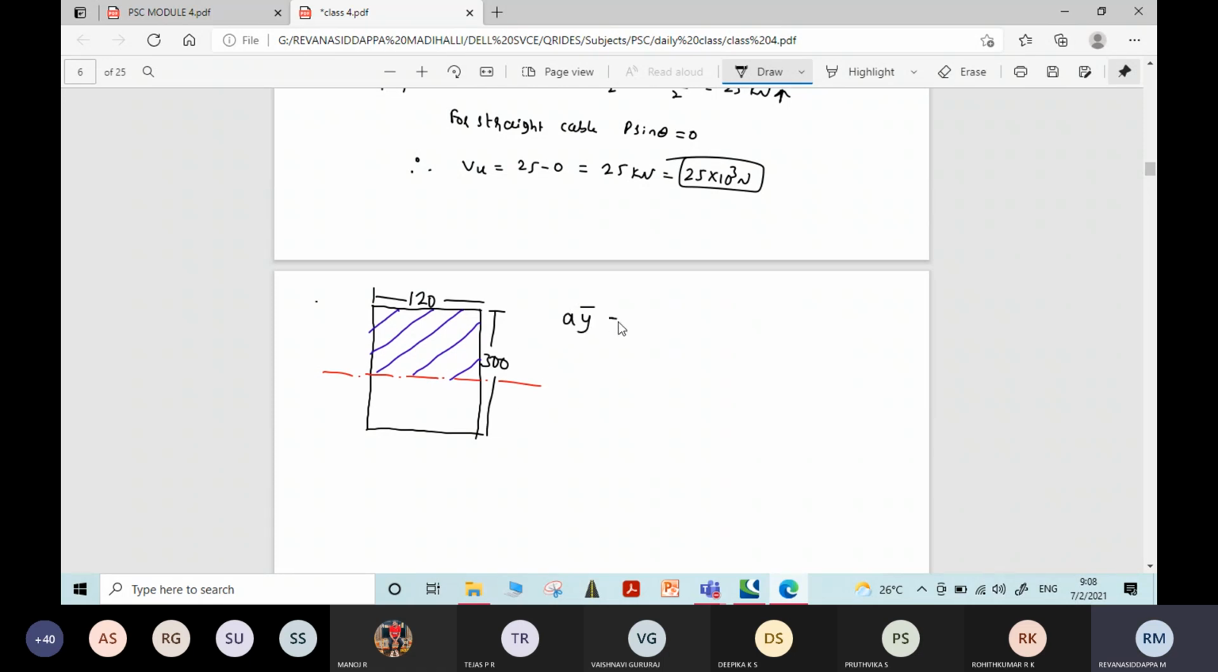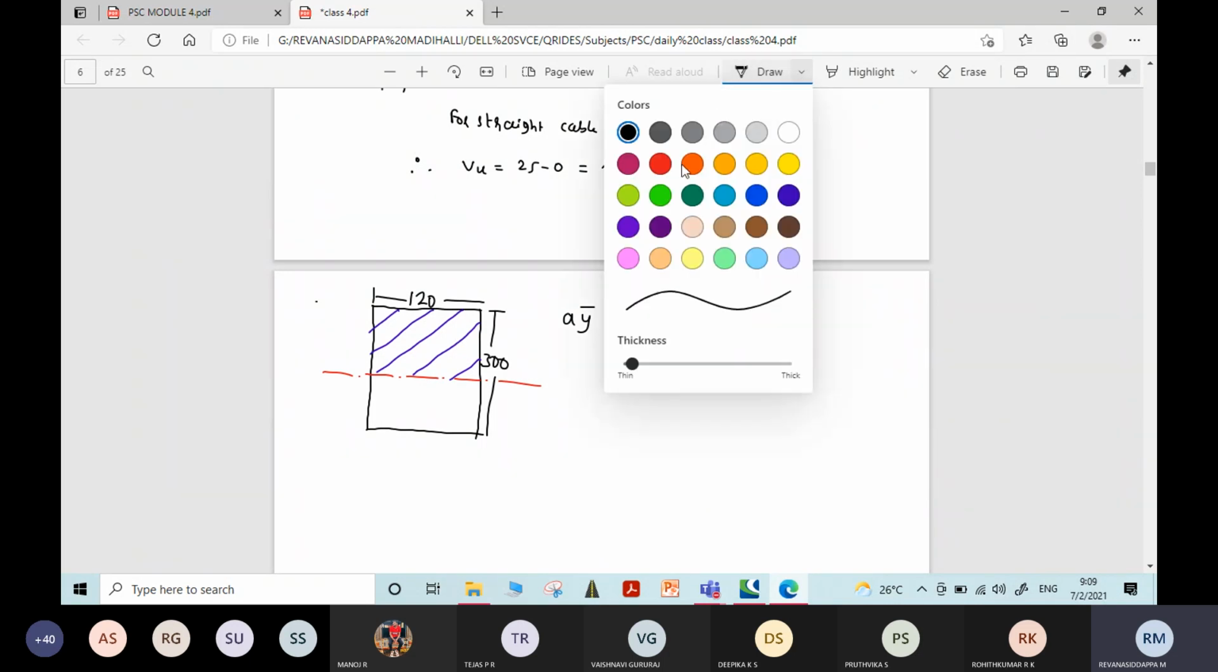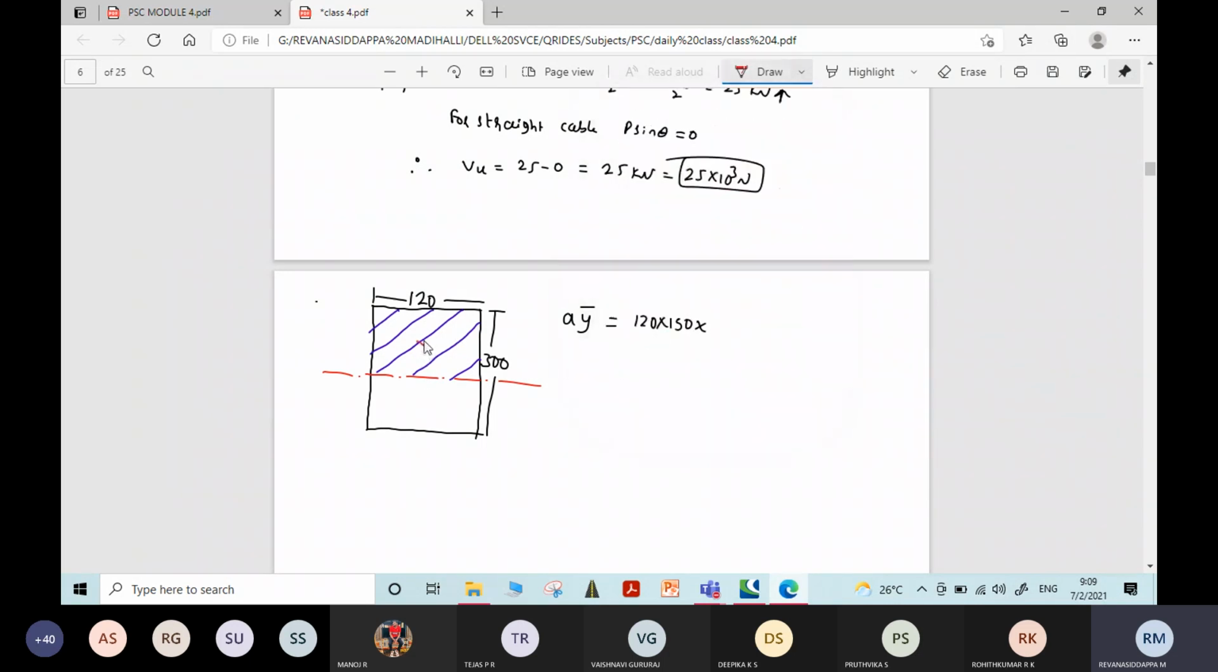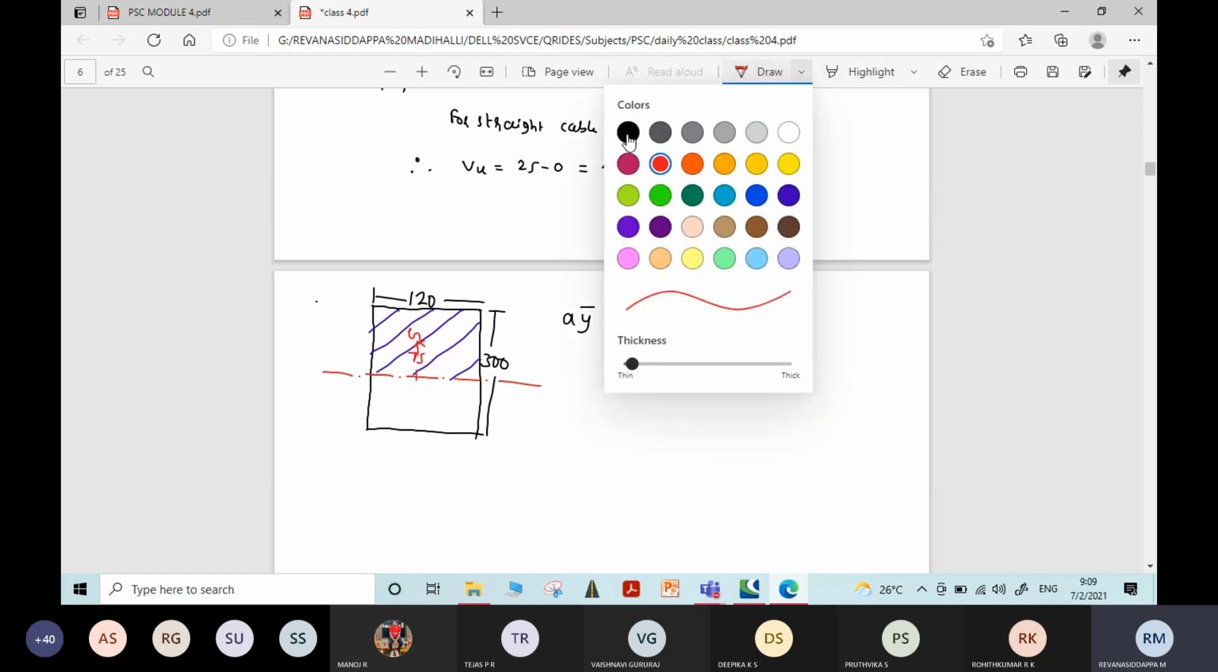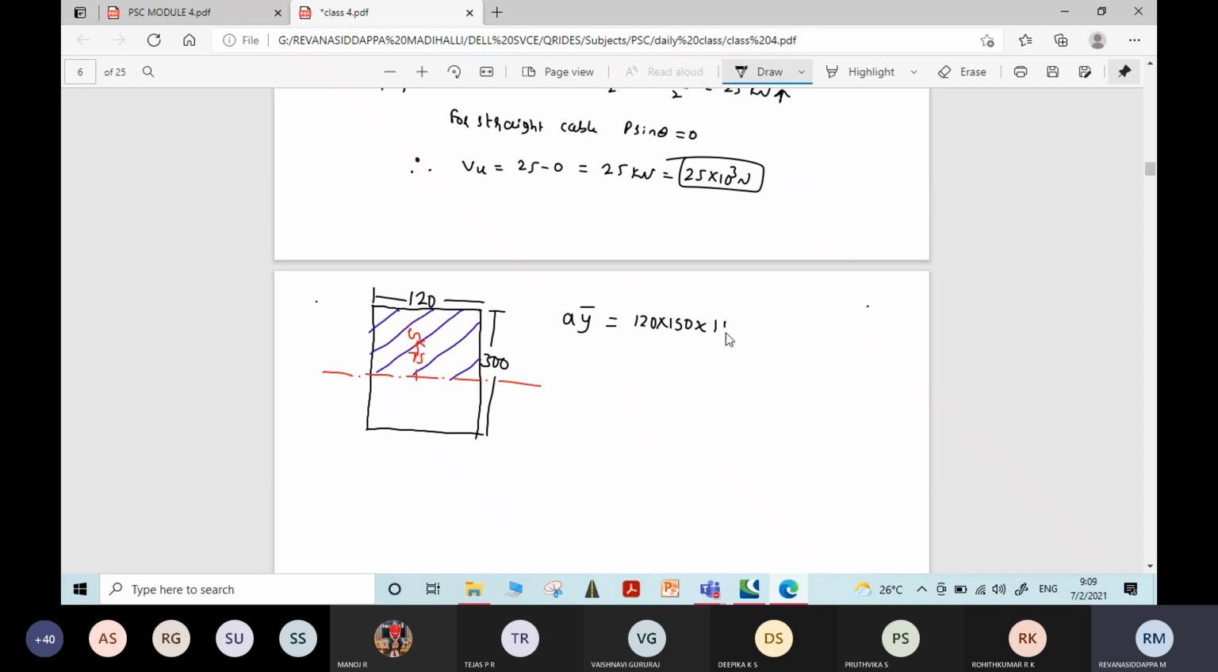Ay bar is equal to area, 120 by 150, into y bar, which will be 150 divided by 2, right? 150 divided by 2 means 75, it will come into 75. How much will you get?